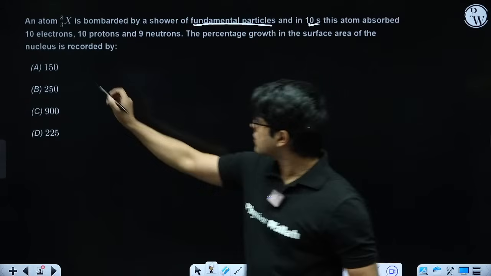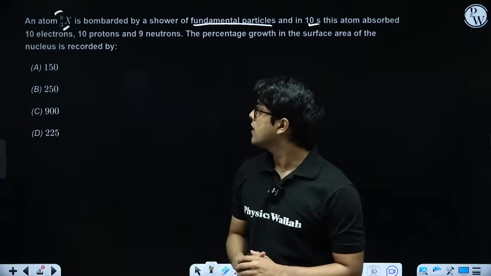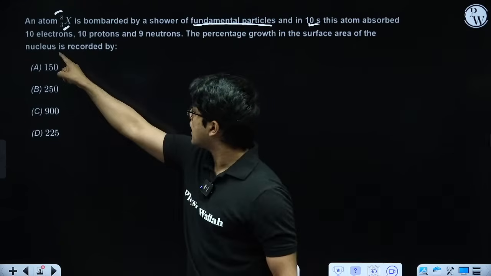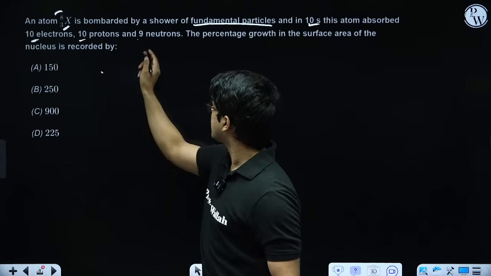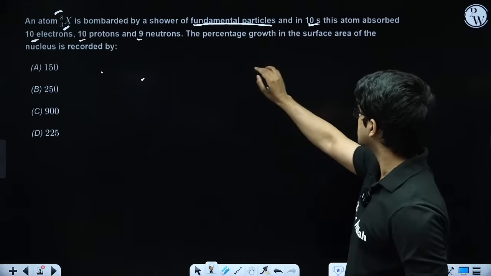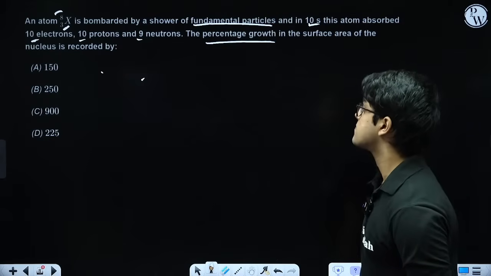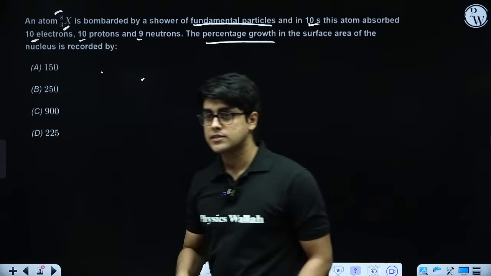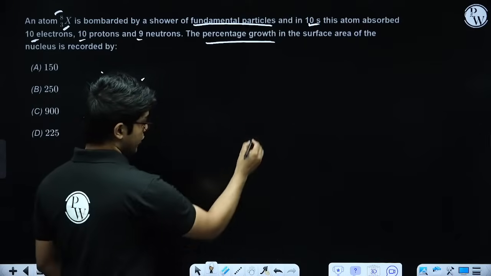Initially the atom had 3 protons and its mass number was 8, right? After this process, the nucleus will have 10 more protons and 9 more neutrons. Now the question is, what is the percentage growth in the surface area of the nucleus? This is a pretty classic result, and that is the radii of the nuclei.